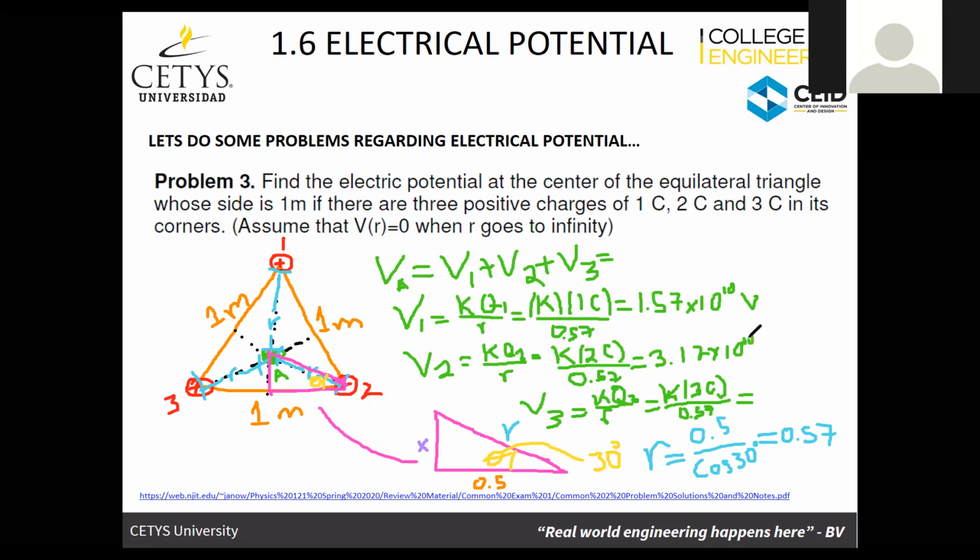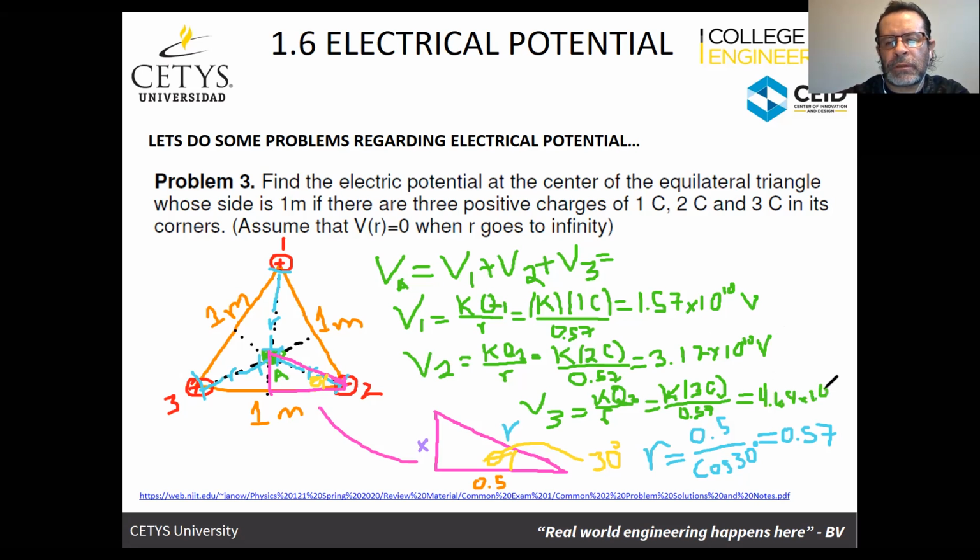And let me calculate V3 right now. And V3 is 4.68 times 10 to the 10 volts. Okay, and the sum of these 3 is going to be the total potential voltage. So can you guys give me the sum, please? Which is adding these 3. V1 plus V2 plus V3.